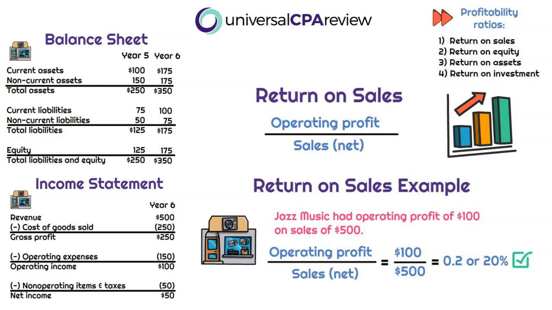So looking at an example, it says that jazz music had an operating profit of $100 on sales or revenue of $500, right? And we can see where that comes from in our income statement. So all we need to do is take that operating profit of 100 divided into sales of 500, and that equals 0.2 or 20%. So how do we interpret this? It just basically means that for every $1 of sales or revenue, we earn 20 cents of operating profit. So the goal, right? Increase that as high as possible.